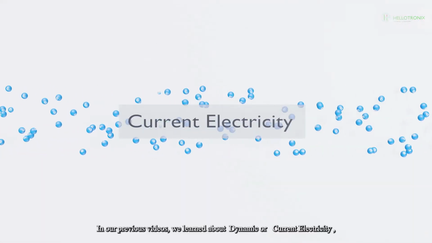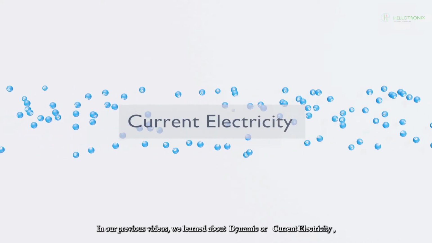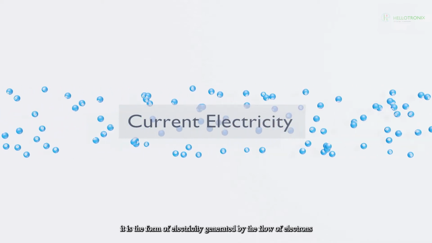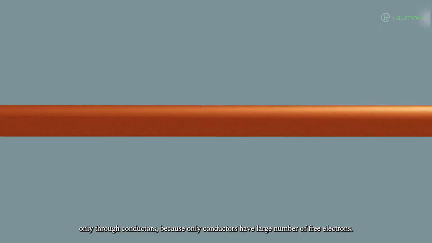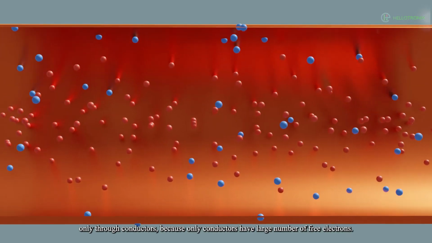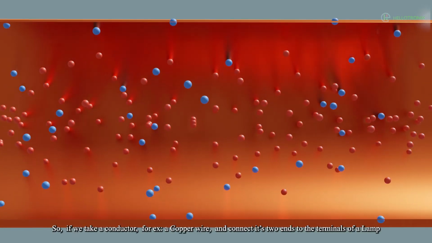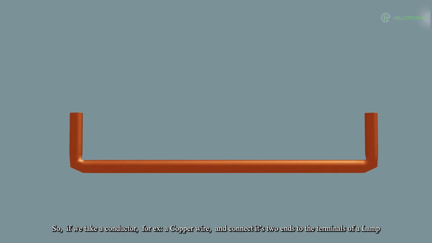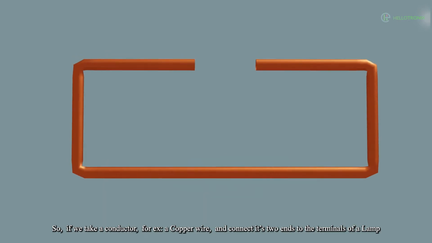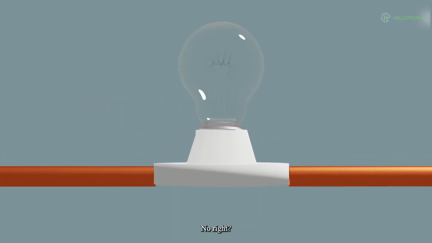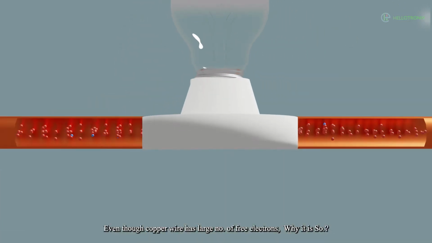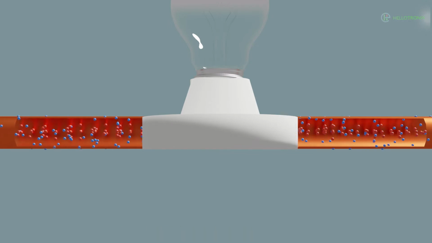In our previous videos, we learned about dynamic or current electricity. It is the form of electricity generated by the flow of electrons. And we have seen that the movement of electrons is possible only through conductors because only conductors have a large number of free electrons. So, if we take a conductor, for example, a copper wire, and connect its two ends to the terminals of a lamp, do you think that the lamp will glow? No, right? Even though copper wire has a large number of free electrons. Why is it so? Let us find out.